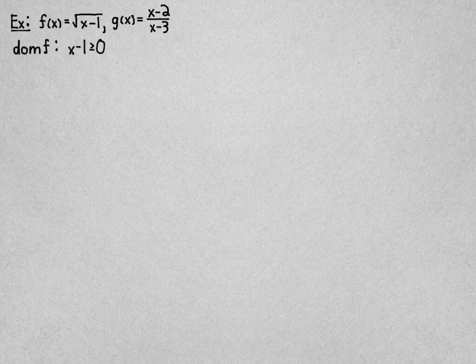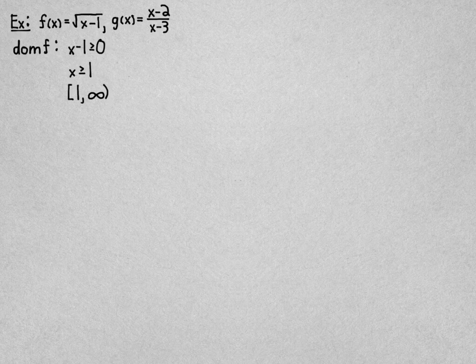So let's do an example with specific formulas. We have f of x equals square root of x minus 1, and g of x is the rational expression x minus 2 over x minus 3. I'm going to find the domain of f first. You just take the radicand, the stuff inside the square root, and set it greater than or equal to 0. So x minus 1 is greater than or equal to 0, which gives you that x is greater than or equal to 1.